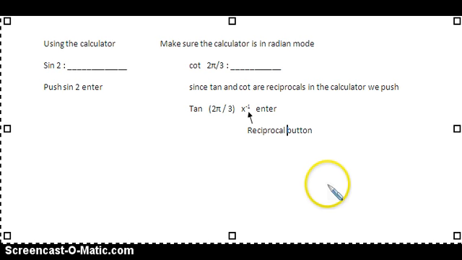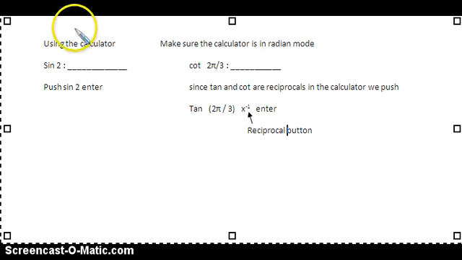Let's talk next about using the calculator to help us find the sines, cosines, tangents, and the reciprocal identities. There is a sine, cosine, and tangent button, those 3 different buttons on your calculator. And then there is not a button at all for the reciprocal of the sine. So there is no cosecant button, there is no cotangent button, and there is no secant button. So we're going to talk about how we deal with that.